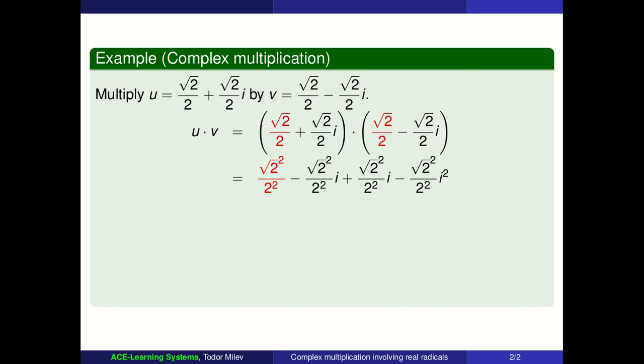We get radical of 2 squared divided by 2 squared. Next we're going to multiply the outer terms, radical of 2 over 2 times minus radical of 2 over 2 times I. So altogether we get minus radical of 2 squared over 2 squared times I. Next we're going to multiply the inner terms, radical of 2 over 2 times I times radical of 2 over 2. So we get altogether radical of 2 squared divided by 2 squared times I. And finally we'll multiply the last terms. So we get minus radical of 2 squared over 2 squared times I squared.